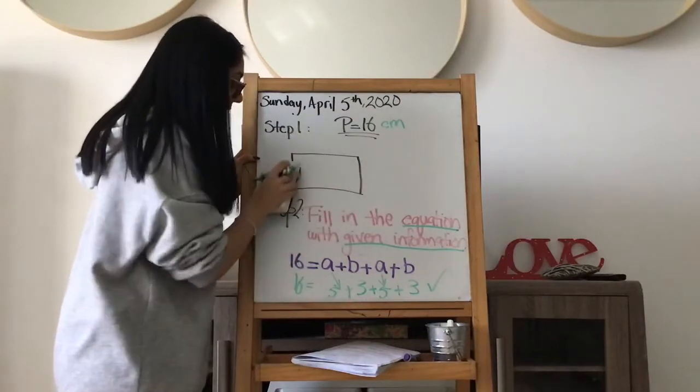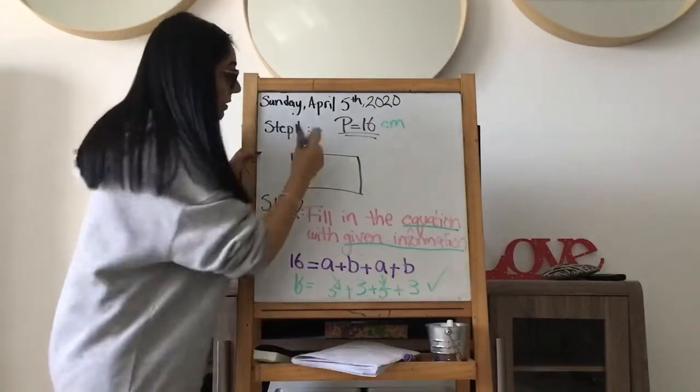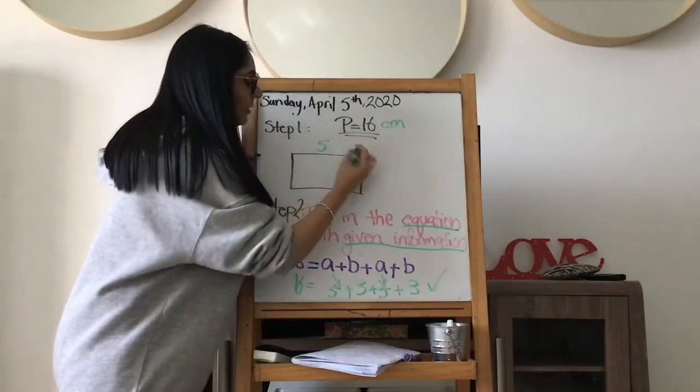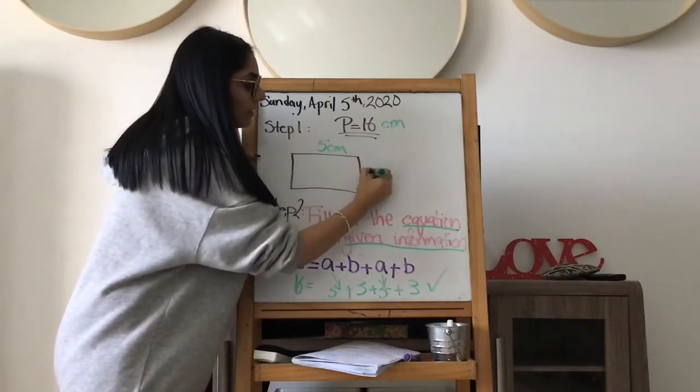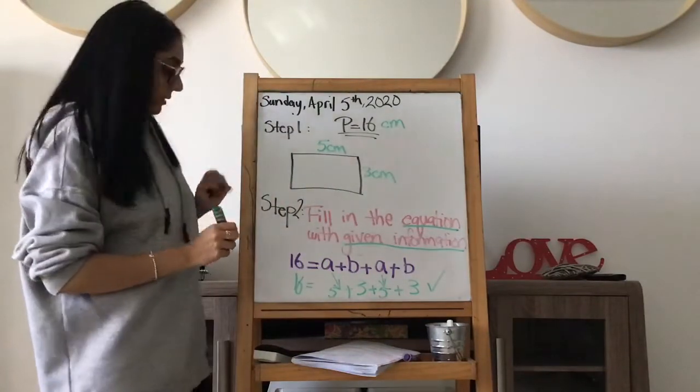One possible answer, and I say possible because there's a few more, could be that this is 5 centimeter, and this is 3 centimeter. That's correct. That's one answer. That is correct.